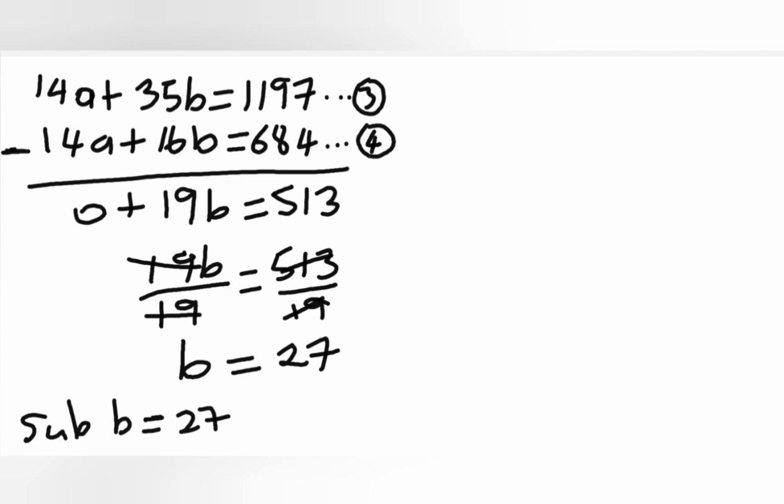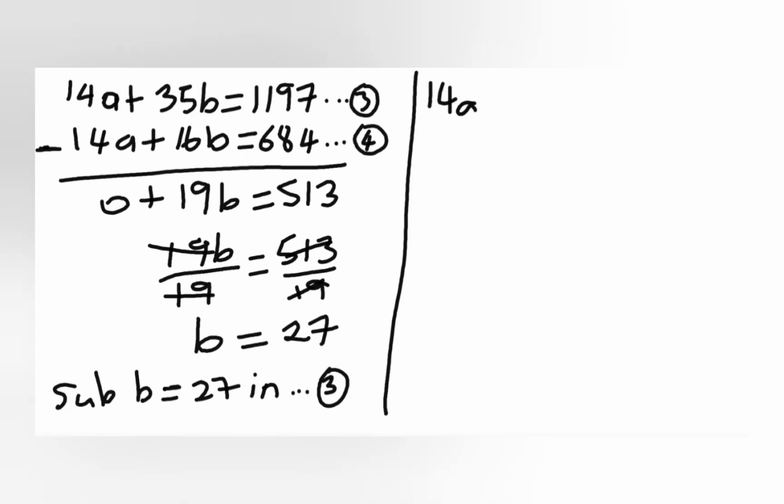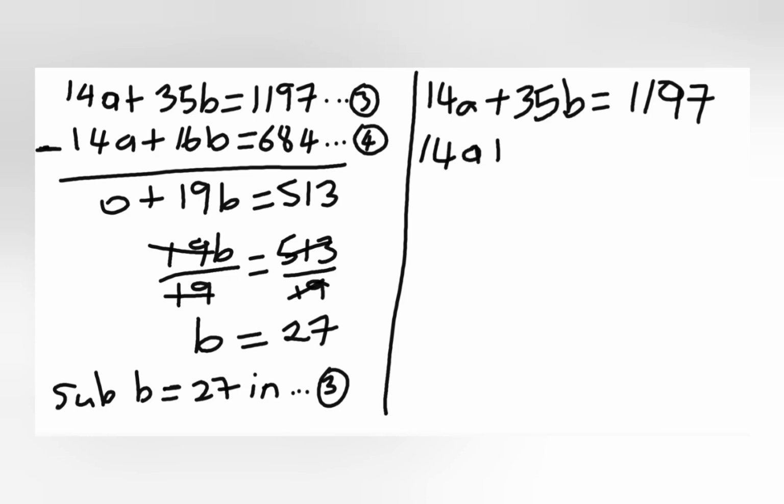So we're going to have b is equal to 19 into 513, which gives us 27. We're going to sub b equal 27 into equation 3. I chose equation 3, but you can use any other equation to find the value of a. So let's write down equation 3. 14a plus 35b is equal to 1197. Then we're going to fit in 27 for b. So we're going to have 14a plus 35 open bracket 27 is equal to 1197.